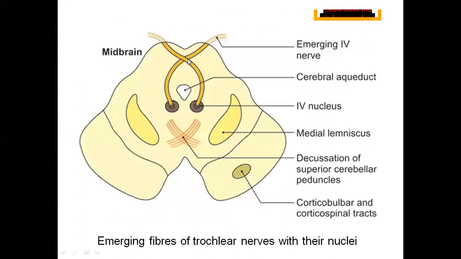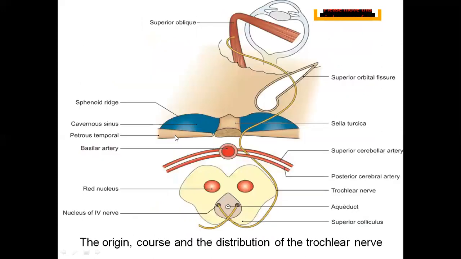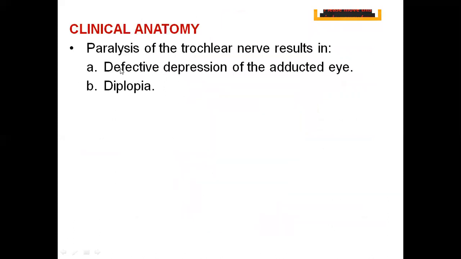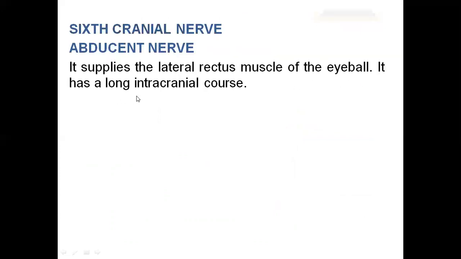Okay, so this is the trochlear nerve. Okay, this is Hollinshead's picture, which is showing the same nerve supplying the superior oblique. You may practice. Paralysis of the trochlear nerve means the superior oblique is paralyzed, leading to defective depression in the abducted eye and diplopia.